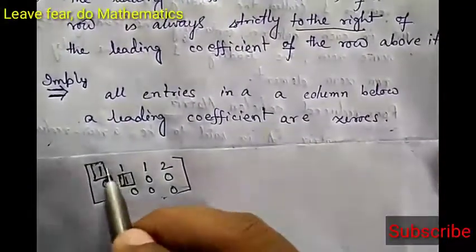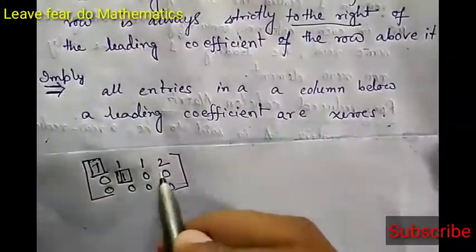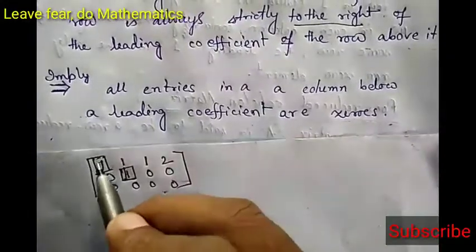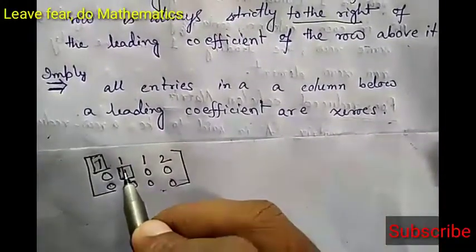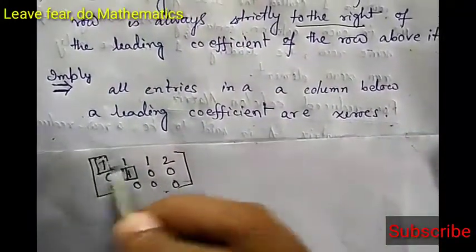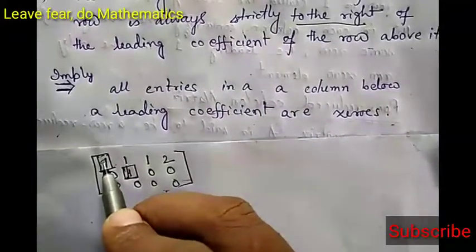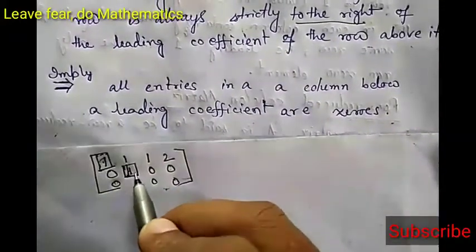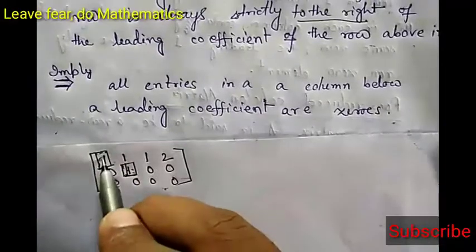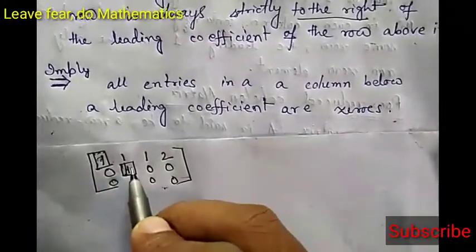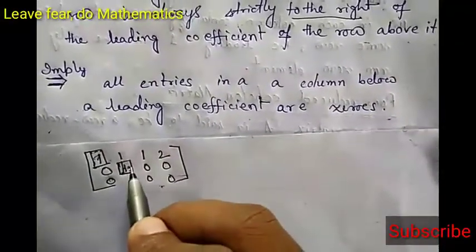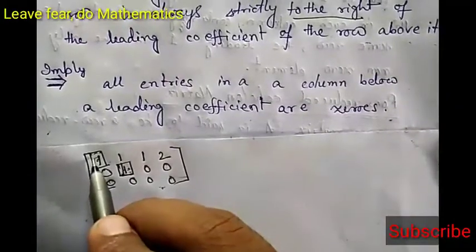Okay, so this is the first row and this is the second row. In this row, the row above it is this row, and the leading coefficient in this row is this, and the leading coefficient in the next row is this, and this leading coefficient is strictly to the right of this leading coefficient.